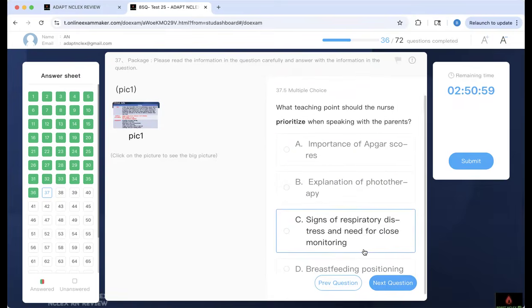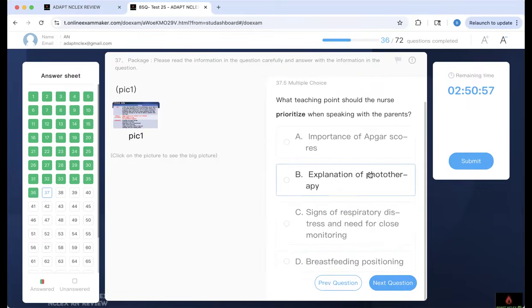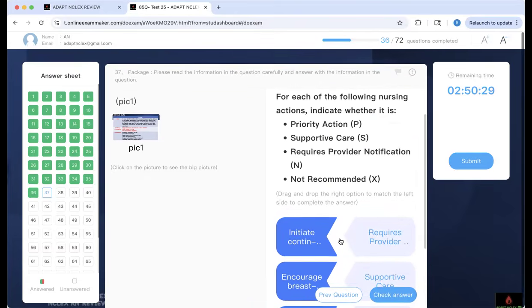What teaching point should the nurse prioritize when speaking to the parents? Now the baby has group B strep sepsis. Importance of APGAR score, explaining phototherapy, signs of respiratory distress, and need for what? Close monitoring, breastfeeding position. You know what the kid has. What do you think you want to discuss? The APGAR score was fine. Baby is not jaundiced, therefore sepsis. Breastfeeding position is irrelevant at this time.